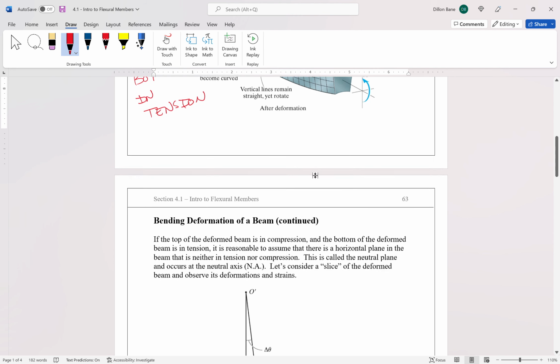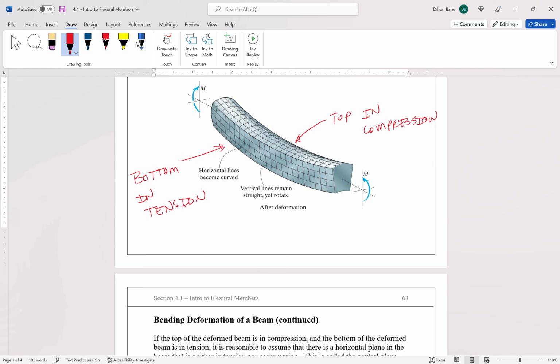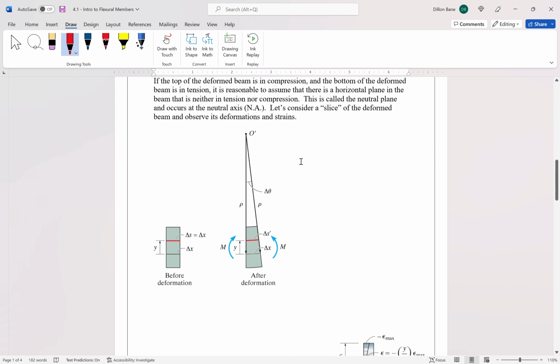Okay, so we went over all this in class on Tuesday, and we came to this conclusion. Then we took a slice out of our hypothetical beam, plucked it out, drew a free body diagram of it here, and basically came up with the equation that the strain of this red line was negative y over rho, rho being the radius of curvature of the bending beam.